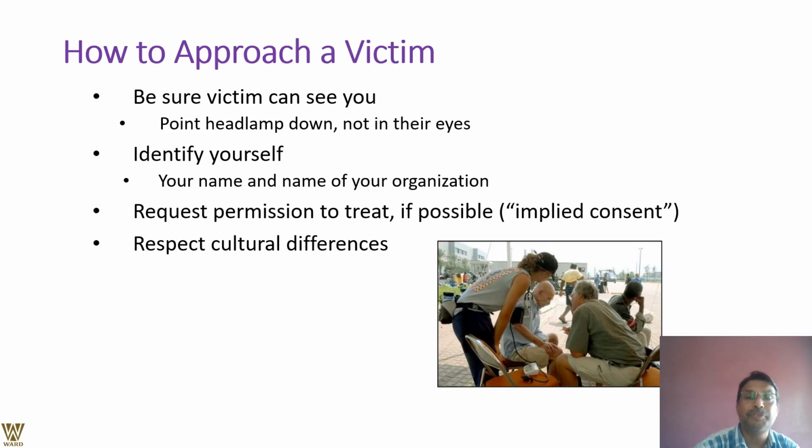So how do you approach a victim? Be sure that the victim can see you. The victim should know that there is a person approaching who is only going to help and not going to harm him or her. Point your headlamp down, not in their eyes, so that they can see your face. Identify yourself, your name and the name of your organization. Request permission to treat if possible, implied consent. Respect cultural differences. That is what we are looking at here.